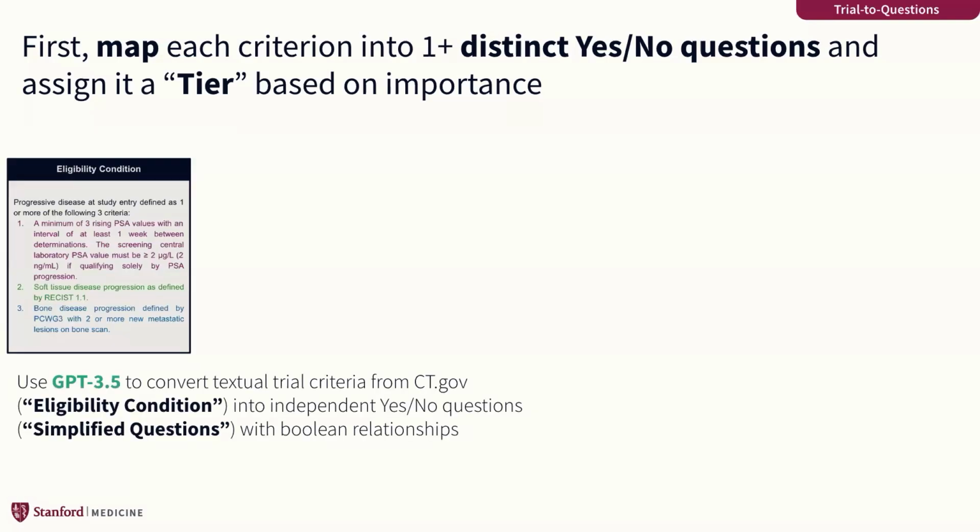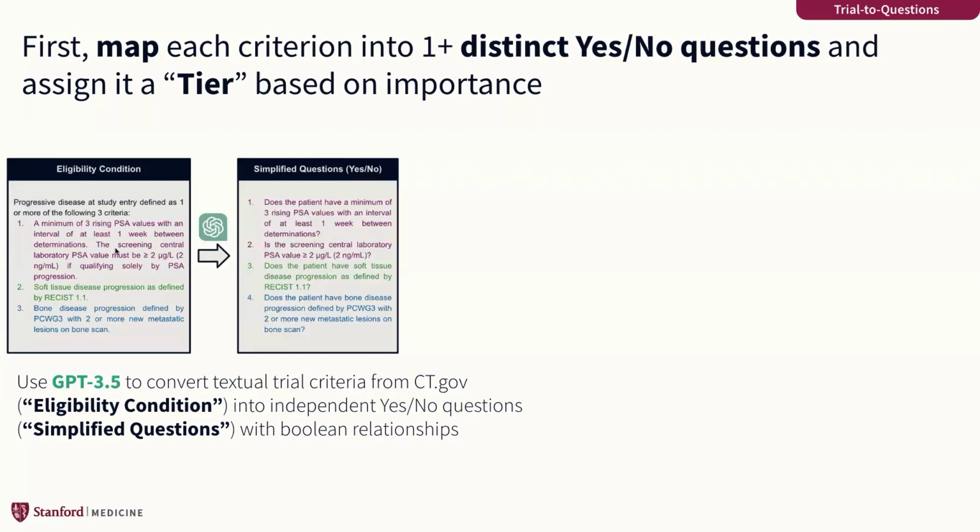Why is this the case? Well, like I said before, trial criteria are very complex. And so a single trial criterion could involve 4 or 5 different yes or no questions. So they're going to take GPT 3.5 and translate this first criterion, which is multiple sentences, into a set of discrete yes or no questions. And they do that for all the criteria. Okay, great. Super simple. We're just breaking down questions.